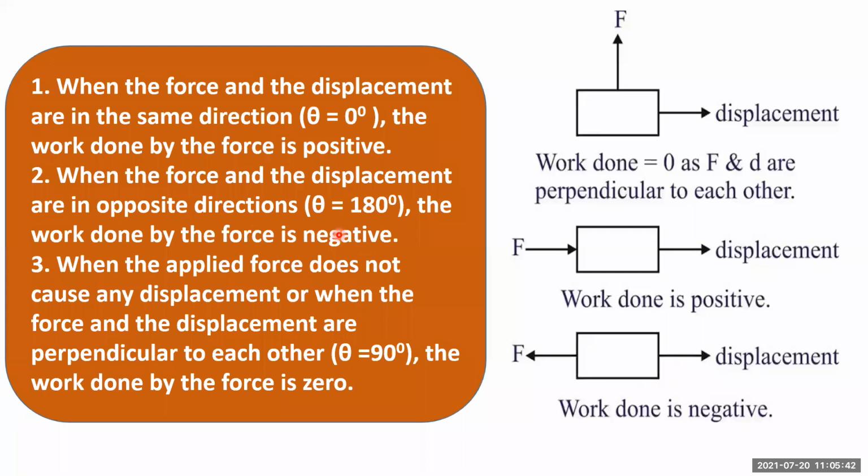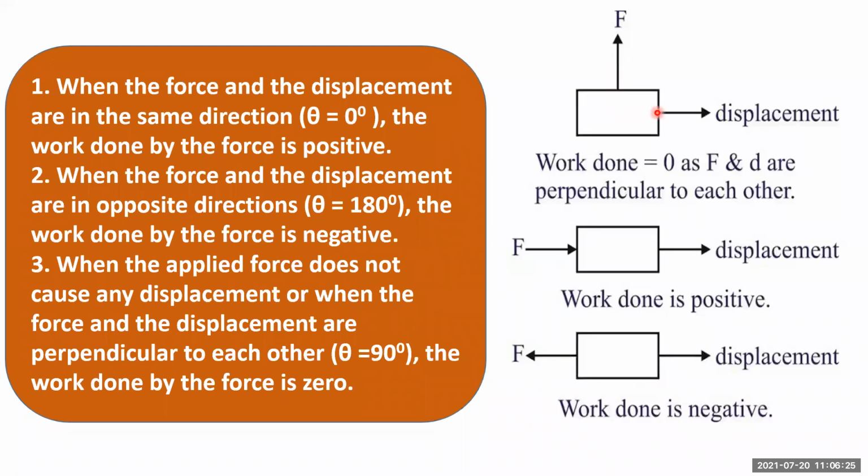Third, when the applied force does not cause any displacement, or when the force and displacement are perpendicular to each other, that is, theta is equal to 90 degrees, the work done by the force is 0. Force and displacement are at 90 degrees, perpendicular to each other. Since cos 90 is equal to 0, the work done is 0.